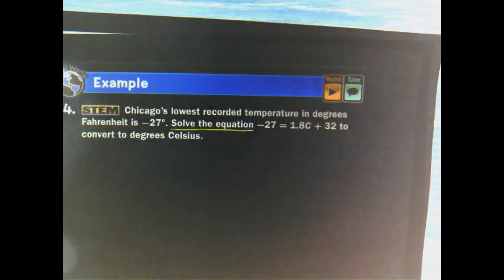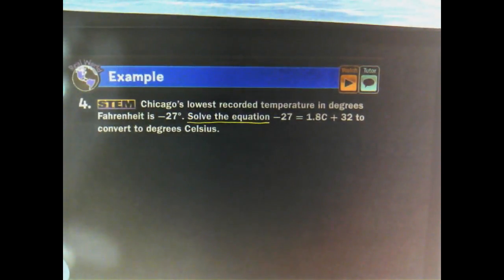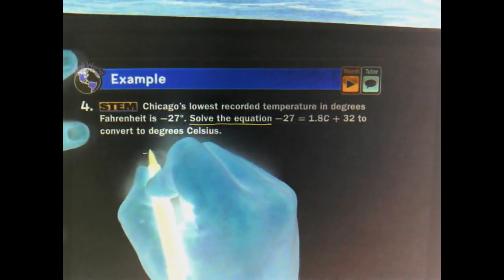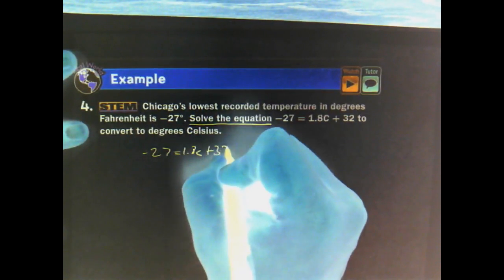If I give you a problem like this on your test or quiz, please read the problem so you don't have to bring your paper up and I underline where it says solve the equation. So I have negative 27 is equal to 1.8 C plus 32.